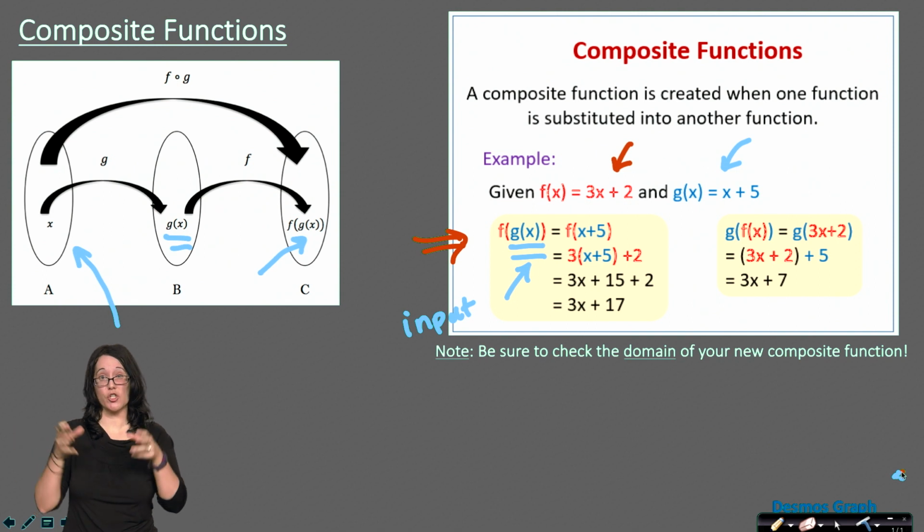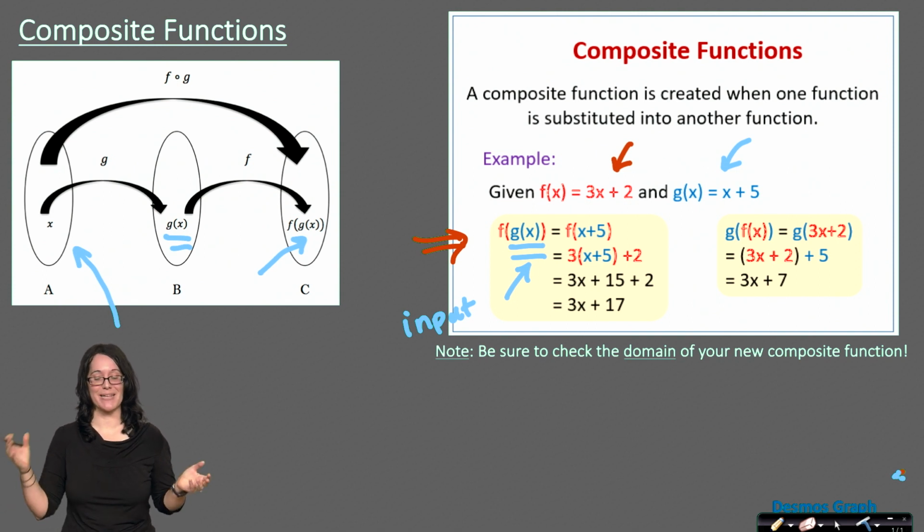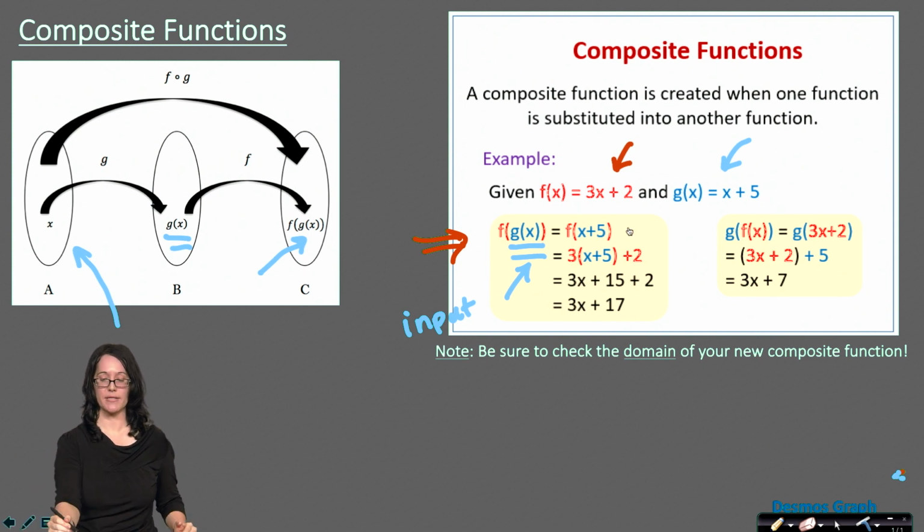So basically, g lives inside of f, right? Because f depends on it. So we're going to say here that we have 3 copies of the input, g of x, or x plus 5. So I input that, and then I'm supposed to add 2 to that. Now we just do algebra: distribute and add like terms. 3x plus 15 plus 2 would be 3x plus 17.